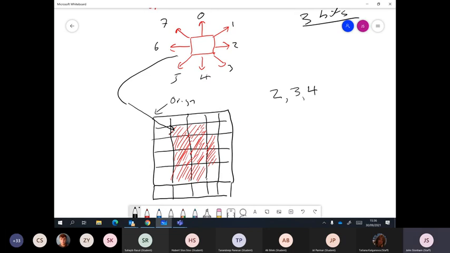We've now moved in direction 4. We're there. The next one is 5. The next one is 6. The next one is 0. And the final one is 0 before we get back to where we started from.